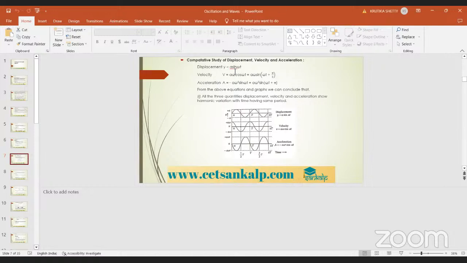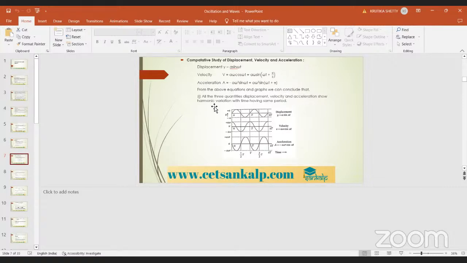So here, displacement is given by y is equal to a sin omega t, and velocity is given by a omega cos omega t, or we can also write it as a omega sin(omega t plus pi by 2). Then the acceleration is given by minus a omega square sin omega t. So we can also write it as a omega square sin(omega t plus pi).